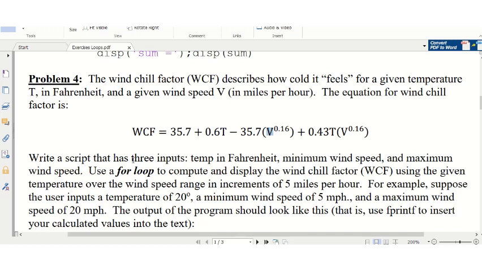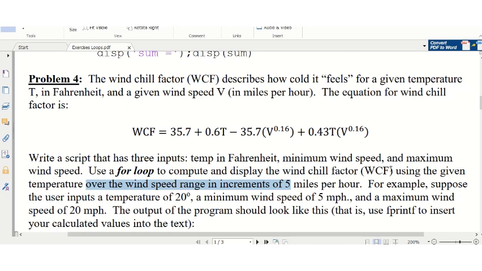So write a script that has 3 inputs: temperature in Fahrenheit, and wind speed given as a minimum and a maximum. So the minimum wind speed and the maximum wind speed. So 3 are the inputs. Use a for loop to compute and display the WCF using the given temperature over the wind speed range in increments of 5 miles per hour.